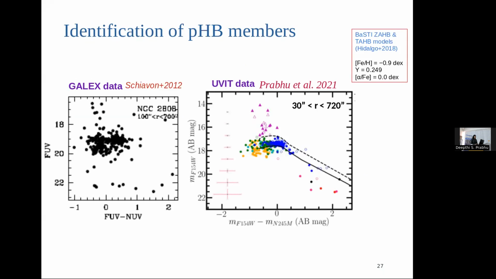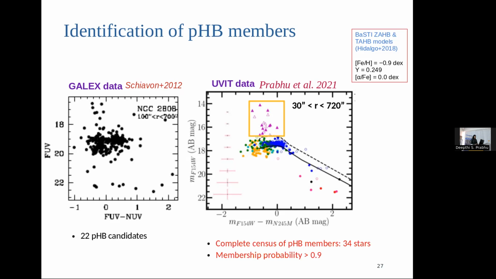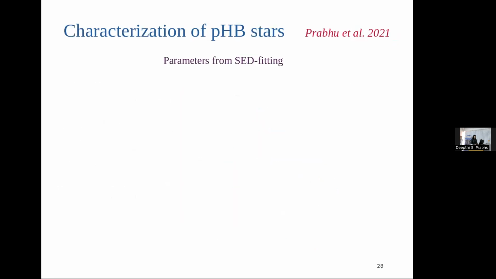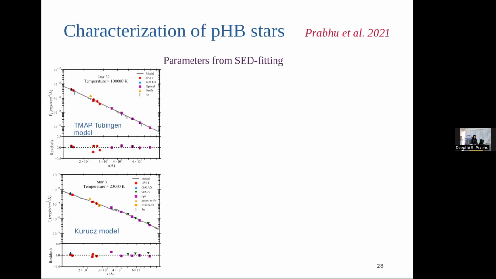And on the left, you can see the GALEX image of the same cluster where it just appears like a blob here. So we can see the clear improvement with UVIT. And we have identified about 34 cluster members which are post-HB sources, whereas there was no membership information provided in the previous study. We characterize these sources by fitting their spectral energy distributions, and we are finding sources up to a temperature of 1 lakh Kelvin. And we used various models such as the TMAP model and other models to fit the spectral energy distributions.